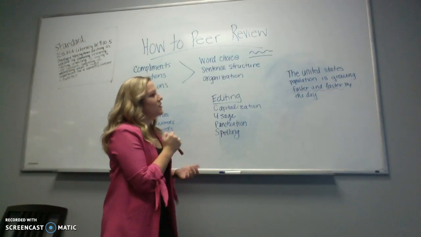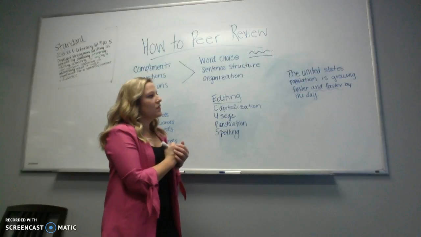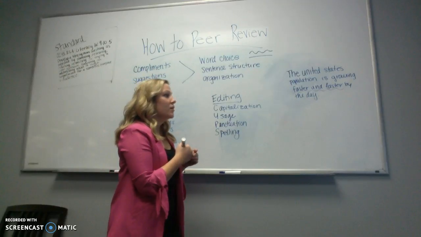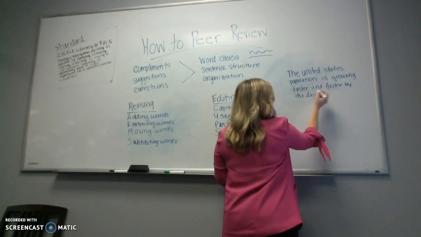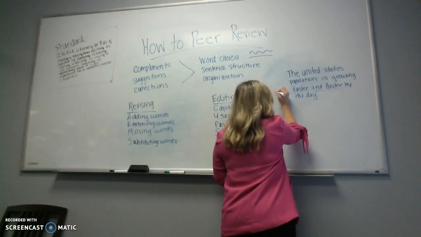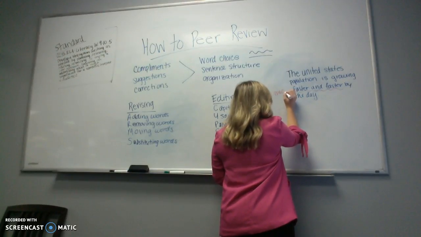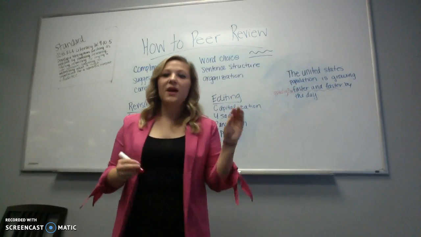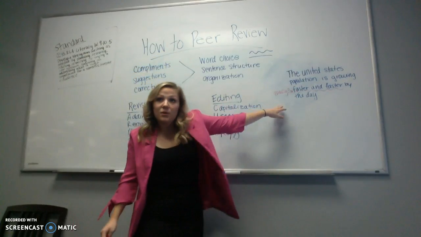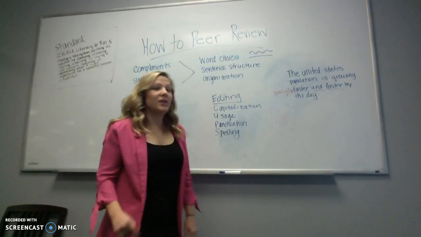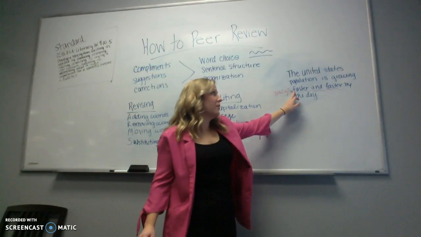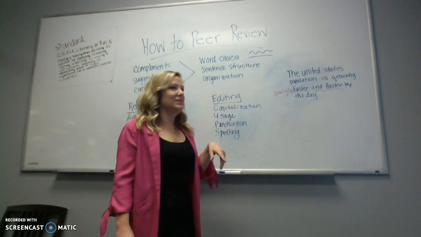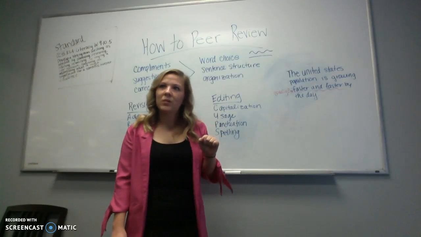So the United States population is growing faster and faster by the day. The United States population is growing rapidly. So I've got my squiggle. I'm going to go over here and I'm going to say rapidly. And I'm going to put a little question mark right here. Okay? So this is my way of saying to my friend, try this word. But if we enter this word, let's say we want to change it to the United States population is growing rapidly by the day. Does that make sense? Maybe not.